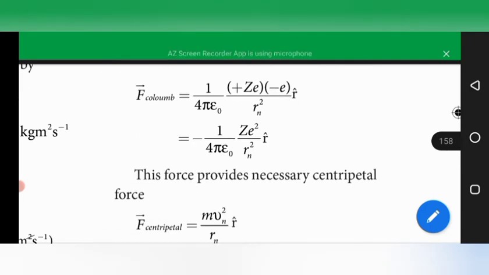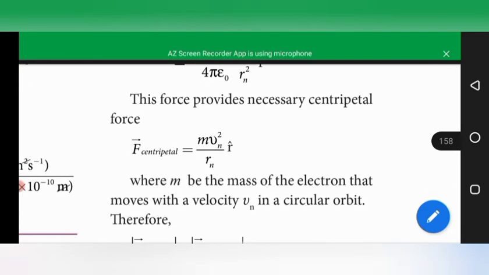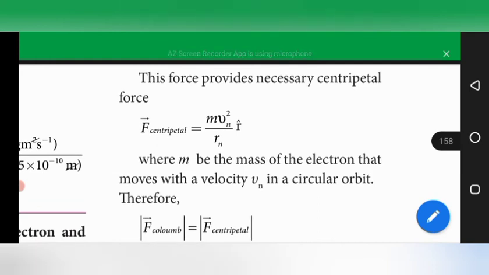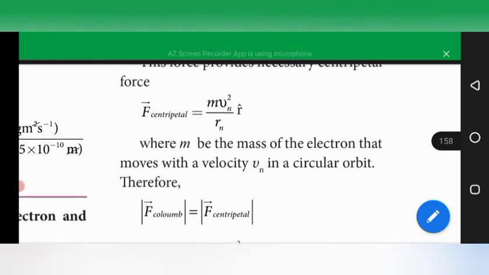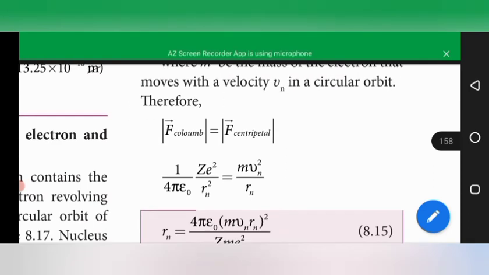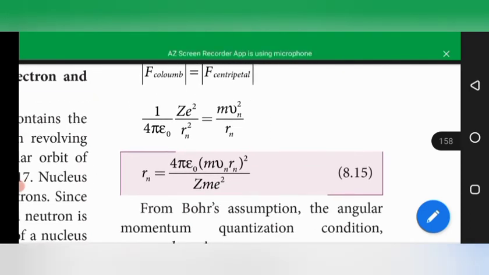So this is the value of force of attraction, and also this can be equal to the necessary centripetal force value. You know that centripetal force F is equal to mv square by r. So according to that, F vector is equal to m vn square divided by rn, r cap. So this is the centripetal force value. You have to equate the two values here, and finally you will get the Rn value. So we want to find out the Rn value here. So Rn is equal to 4 pi epsilon naught (m vn) whole square divided by Z m e square.